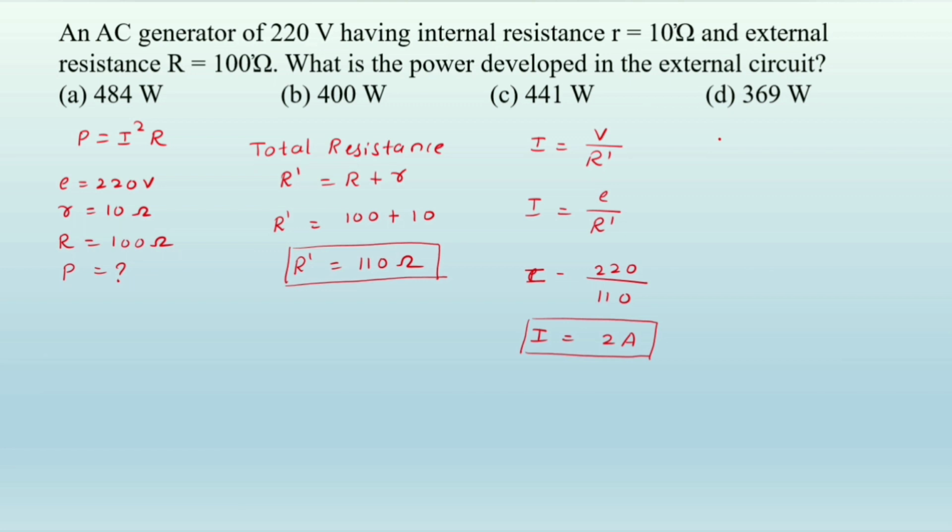Now we can calculate power. So P equal to I square R. So electric current is 2 square, that is 4, into resistance 100. So P equal to 400 watt. Here don't write the total resistance, right? We want only the external circuit, the power developed in the external circuit. So external resistance is 100 ohm. So the answer is P equal to 400 watt. So option B is right.